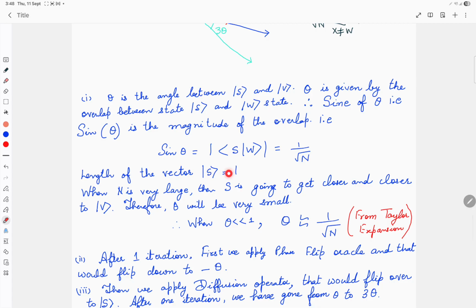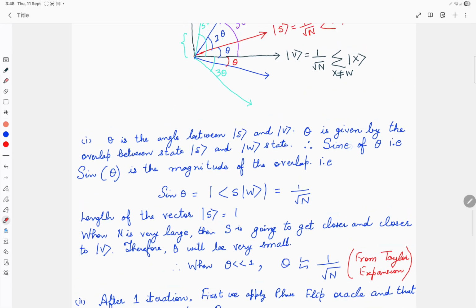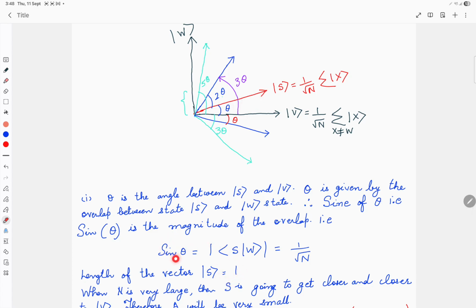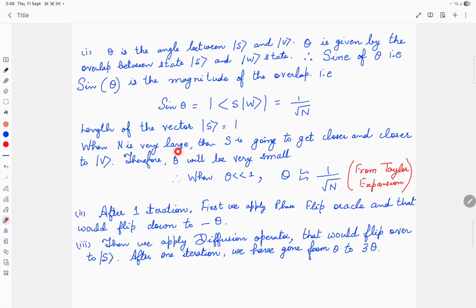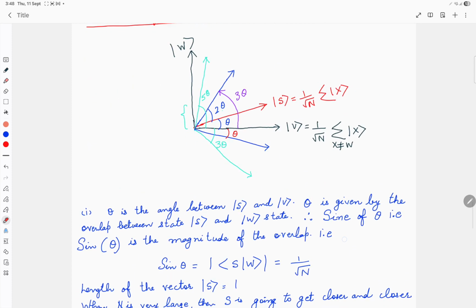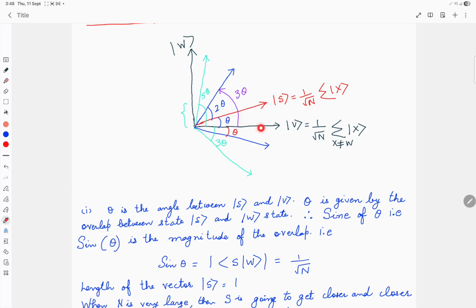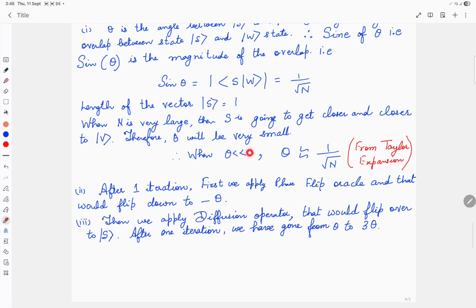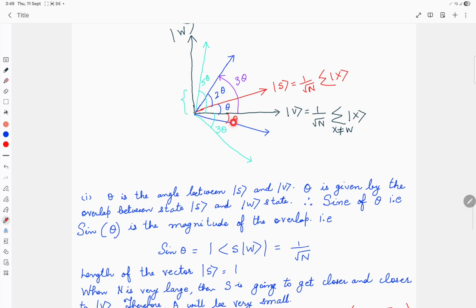The length of the ket S vector, as I have already explained, is 1. So when we calculate sine theta, theta is the angle of the overlap of S and W, and this length is 1. Therefore we get sine theta equal to 1 over under root n. But when n is very large, S is going to get closer and closer to V. So this equal superposition state will come closer and closer to V, and theta will be decreasing. In that case, when theta is very much less than 1, we can equate sine theta to theta. So theta becomes equal to 1 over under root of n.